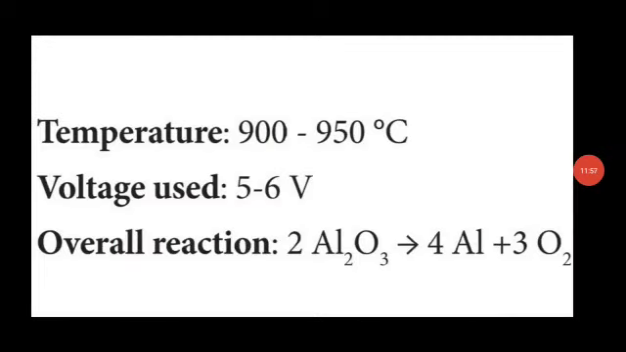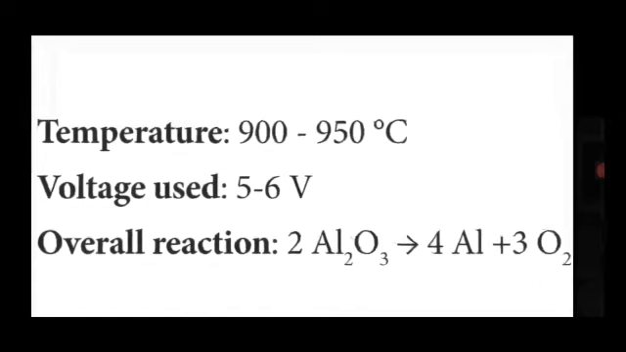In this Hall process, the temperature is 900 to 950 degrees Celsius. What voltage is used? 5 to 6 volts of current is used. Overall reaction: alumina, Al2O3, with 5 to 6 volts of current at 900 to 950 degrees Celsius gives aluminium, Al, and oxygen gas is released. Oxygen gas formula O2. How much oxygen gas is released? 3 moles of oxygen gas is released.